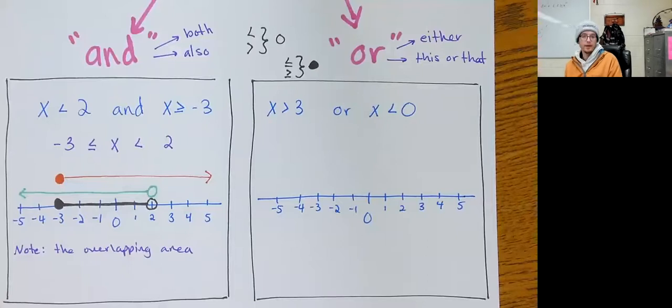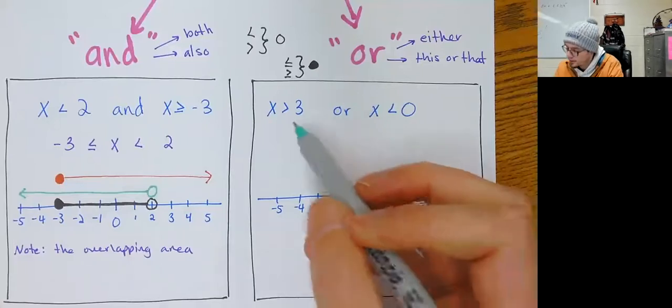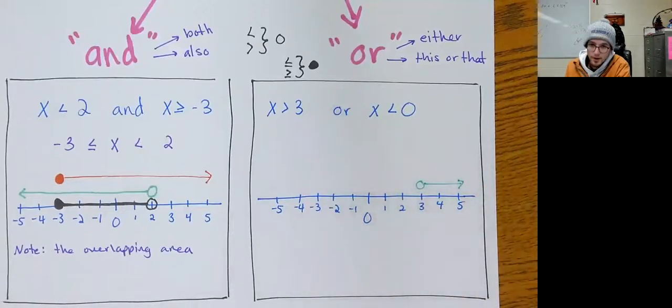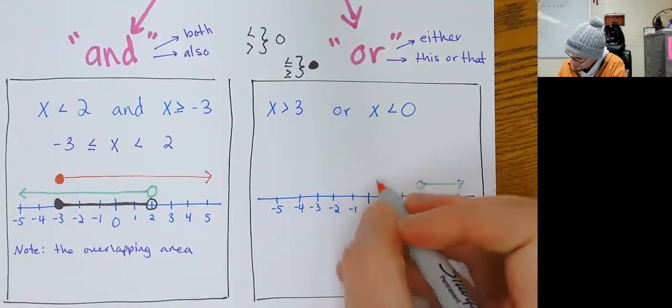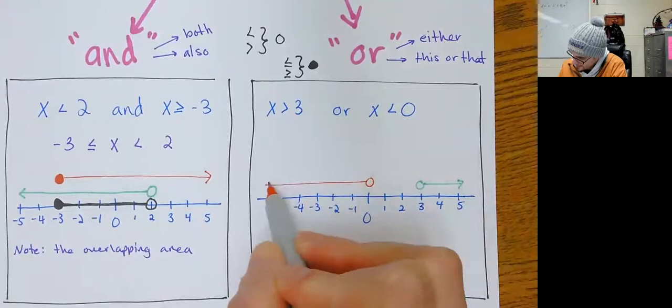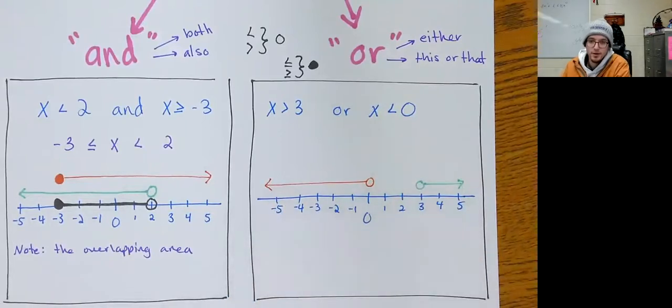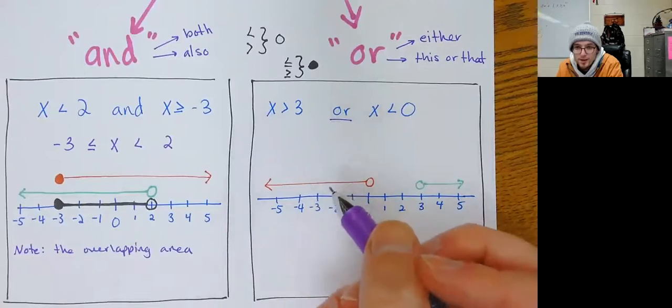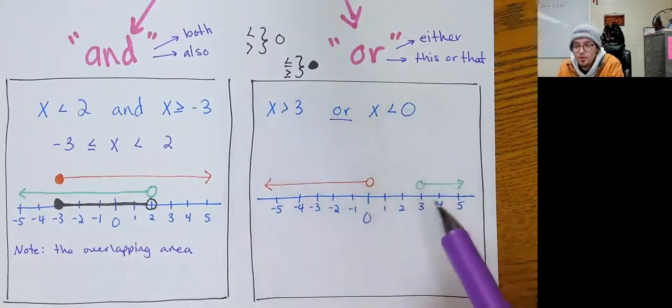So, x is greater than 3. Greater than symbol means open, and it's getting greater than. Or x is less than 0. Less than, open circle, and then less than. Now there's no overlapping area here, but the key word or means that we don't have to satisfy both of them. What we pull out doesn't have to be a solution to both.